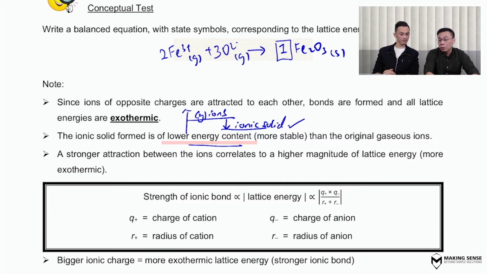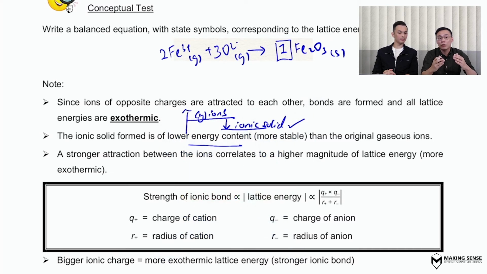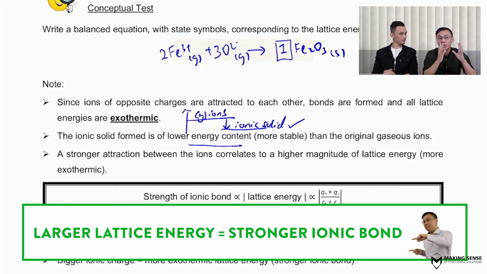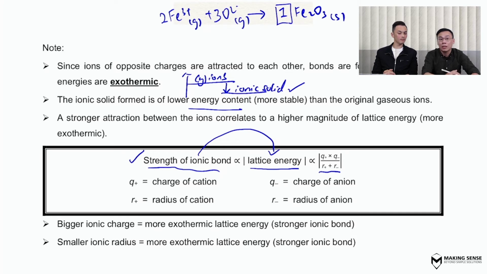So in terms of the attraction, if the attraction between the ions is stronger, they will release more energy when they come together, and hence that will correspond to a larger magnitude of lattice energy. In other words, if your lattice energy is large, the attraction between the ions is strong, and we can therefore conclude that the ionic bonds between the ions are stronger. So there exists this important relationship whereby the strength of the ionic bond is proportional to the magnitude of the lattice energy, which in turn is seen from this simple mathematical relationship.